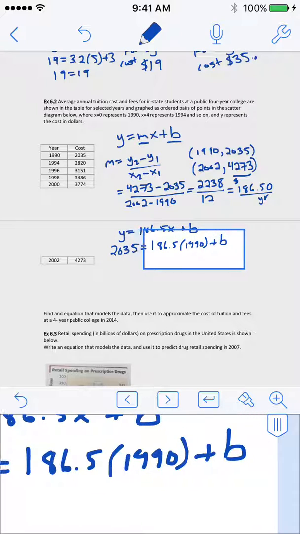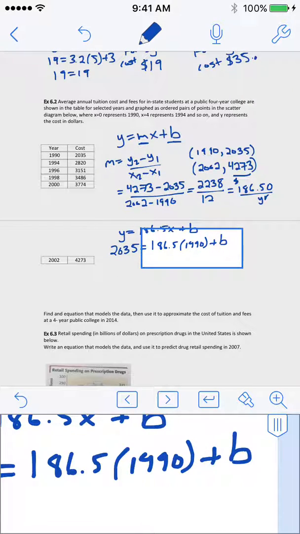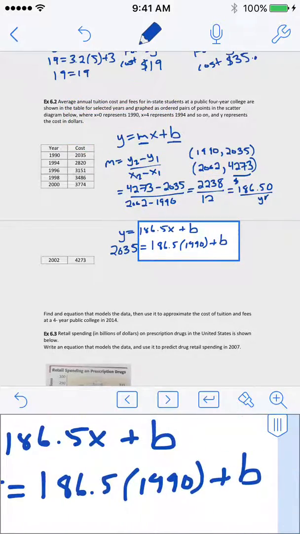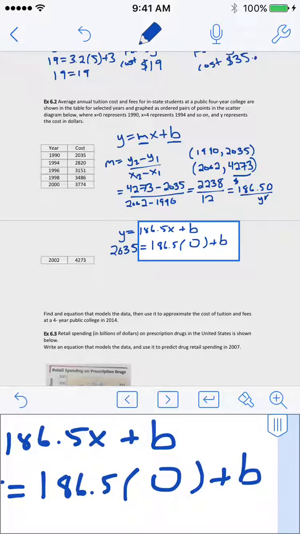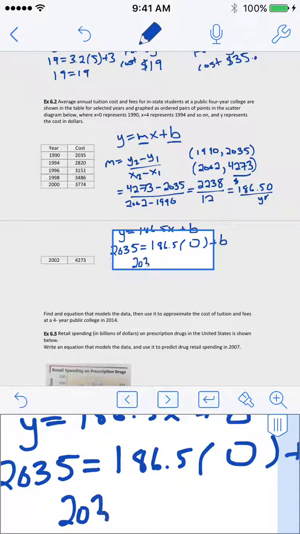Alright, now we will multiply that out. Whoa. I'm sorry, it does make a difference. So now we actually want to use the fact that x represents 0. So here our x is not 1990. It's going to be 0. The way they've set up this problem, the x coordinate is 0. So, we plug in 0. 0 cancels out. You get 2035 is equal to b.